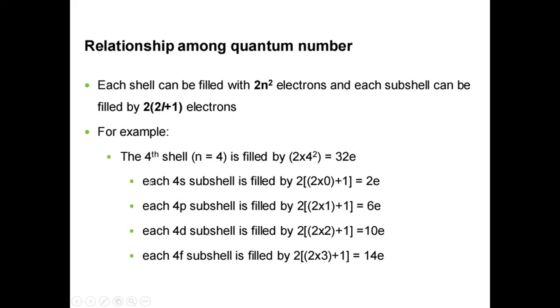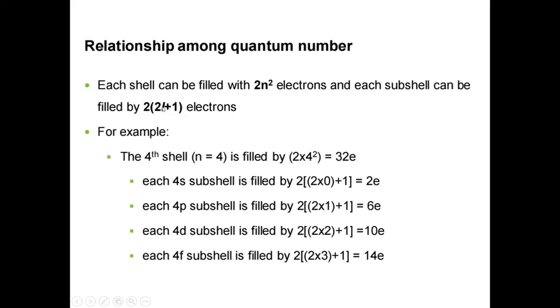And then each dia ada subshell kan. Saya kata tadi kan, dia ada shell dia. Subshell dia adalah terdiri daripada 4s, 4p, 4d, 4f. Kalau each 4s subshell is filled by 2 bracket 2 times 0. Sebab 0 ni datang mana-mana? Sebab s ni equal to 0. Macam mana dapat 0 ni kat sini? Ni formula dia.